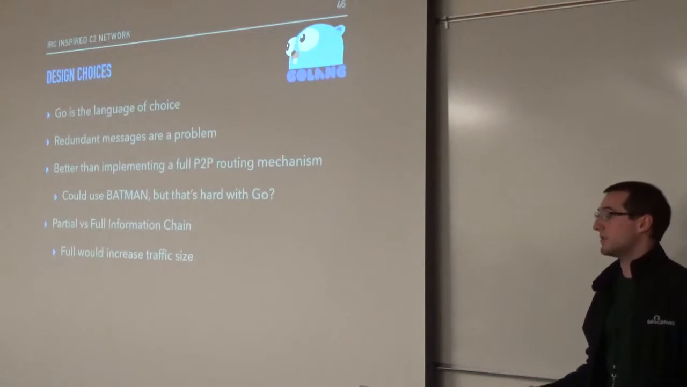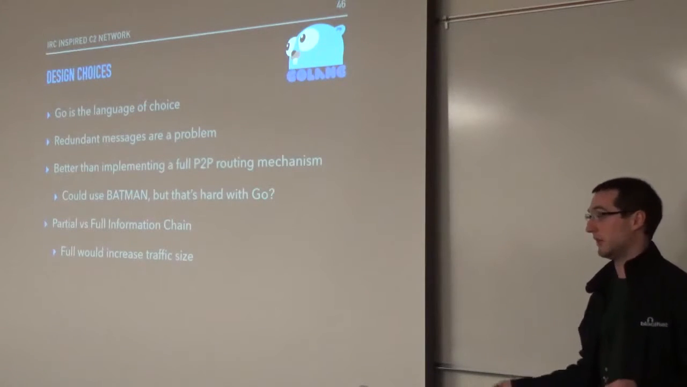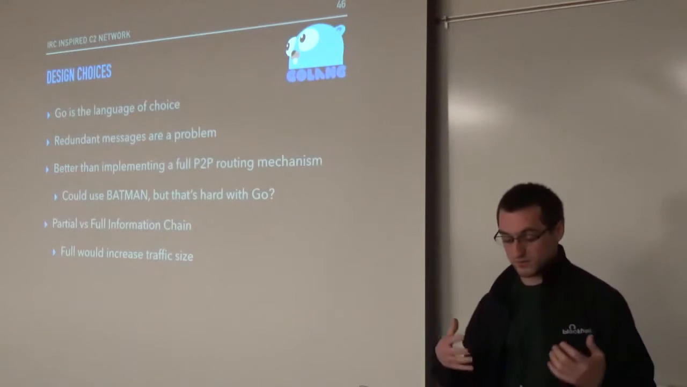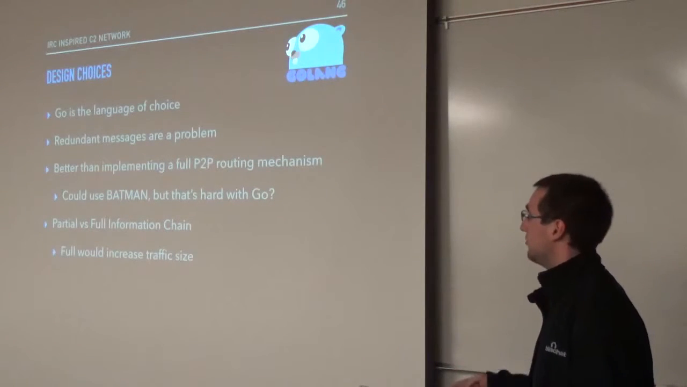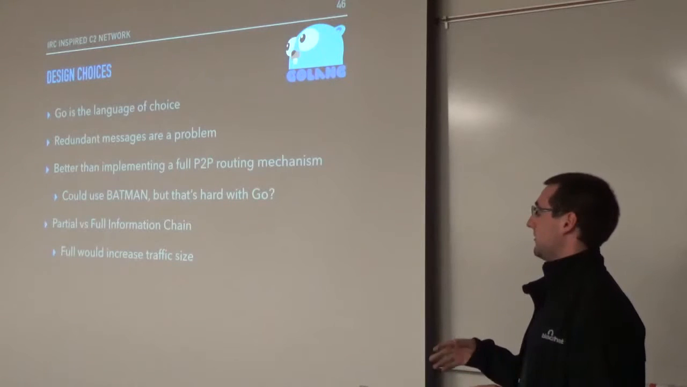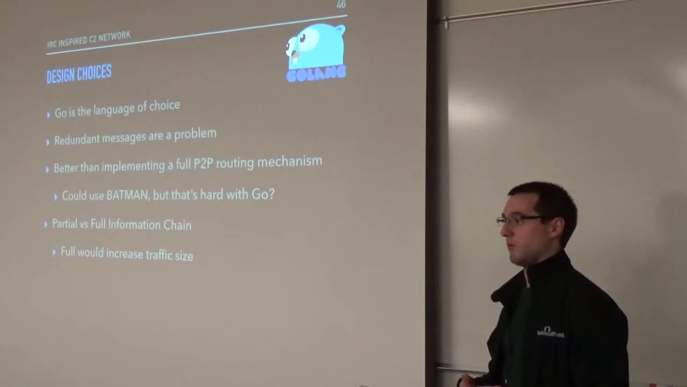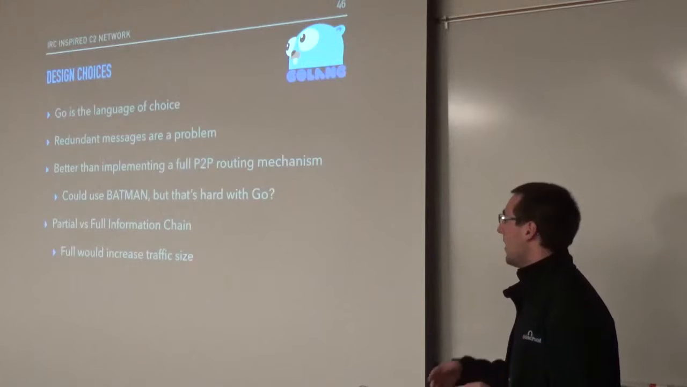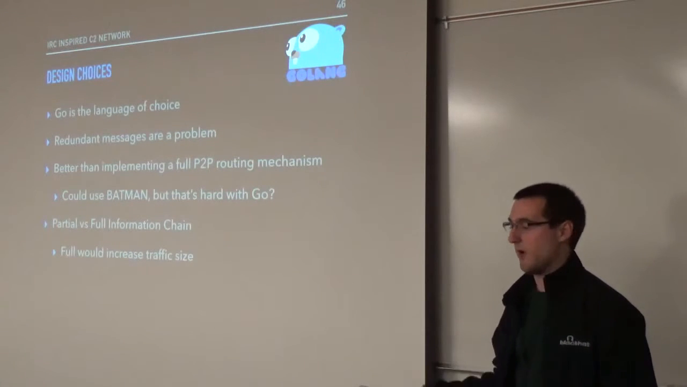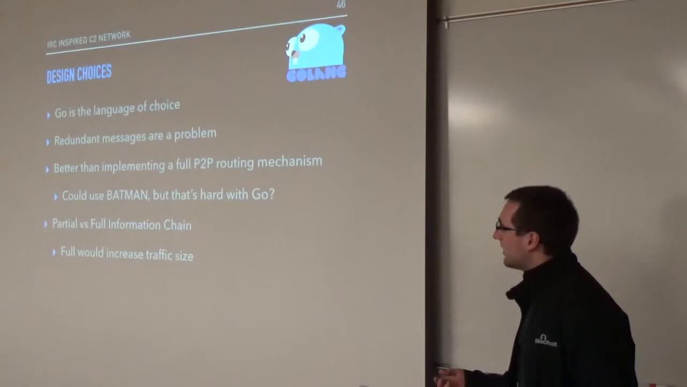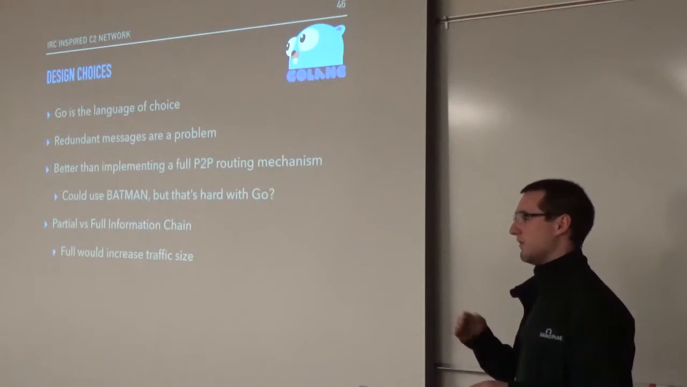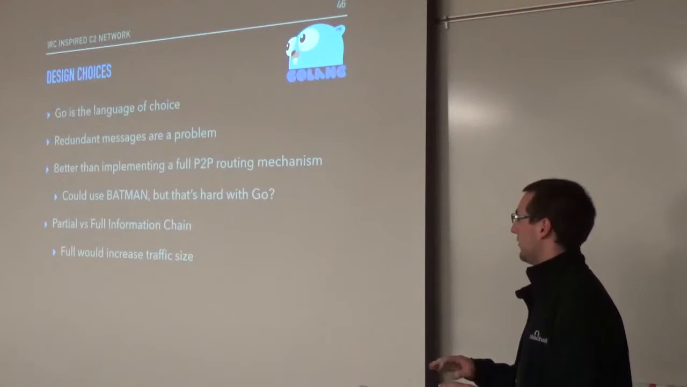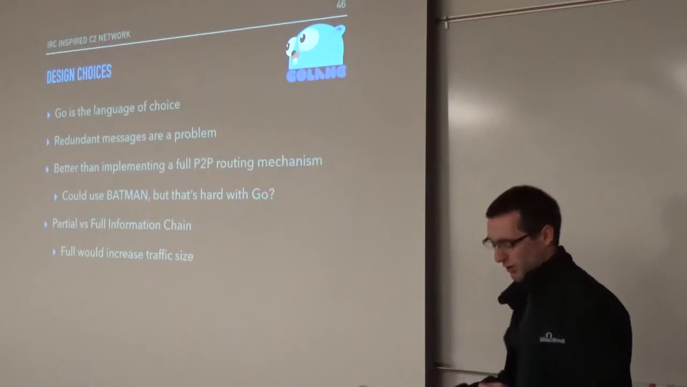I felt it would have been easier than just implementing a full peer-to-peer routing mechanism on a server that I'm going to be deploying in random places. I could use Batman. If you're not familiar with Batman, it's the better approach to mobile ad hoc networking. Basically, it's a layer 2 ad hoc networking protocol that's actually built into the Linux kernel now that facilitates ad hoc networking and routing. But I felt that that would probably be a hard thing to do in Go, and I'd probably have to write my own libraries. So let's just go with the partial mesh and the forwarding and the silently ignoring the redundant messages for now. That might be a later work.